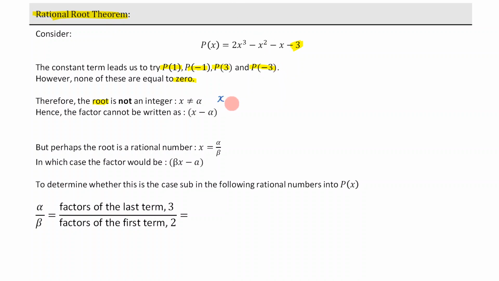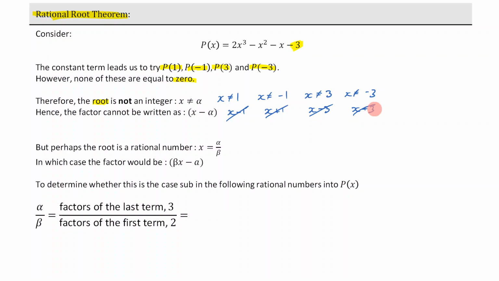So numbers that you sub in that get you 0 out is called a root. So that means our root is not going to be 1. It's not going to be -1. It's not going to be 3. It's not going to be -3. Our root is not an integer, which means the factor cannot be written like this. So you can imagine the way that you'd write this as a factor would be x minus 1. That's not going to work. x plus 1, x minus 3, x plus 3. This is what your factors would look like, which we've seen before. None of these are working, therefore none of those are factors.